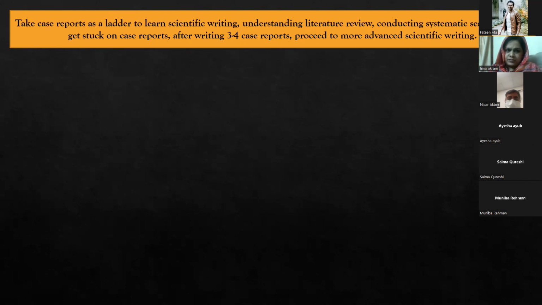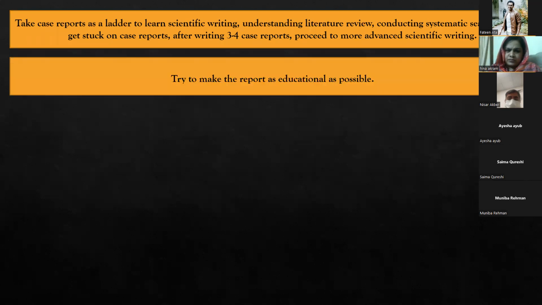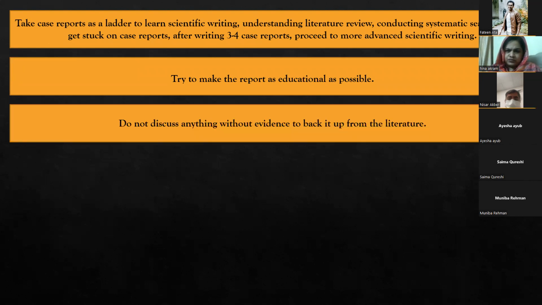So after writing 3 to 4 case reports, always proceed to more advanced scientific writing, such as systematic reviews, original studies, and trials if you can get hands on that. Then try to make your case report as educational as possible. So the target should not be just to publish it. The target should be to make it educational for the readers. Once you make it educational for the readers, automatically it will be publishable content.